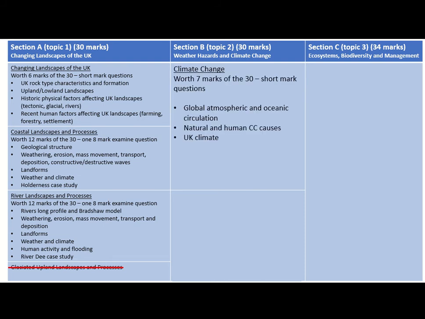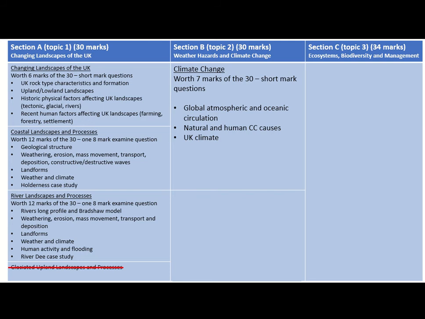So the next section is worth another 30 marks, and this one is about weather hazards and climate change. Now this one is divided up into 2 kind of parts. The first part is climate change in general. And within that, there are 7 marks available. So again, it's not particularly worth loads and loads of marks, this part. 7 marks is similar to the first section of the first part of section A, which is only worth 6 marks. So they're going to be short mark questions. Might be multiple choice. You might have to label a diagram or something like that.